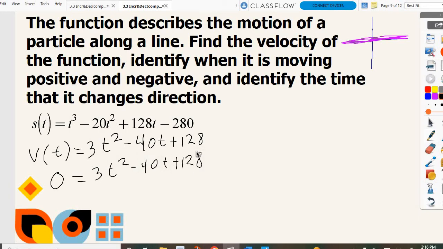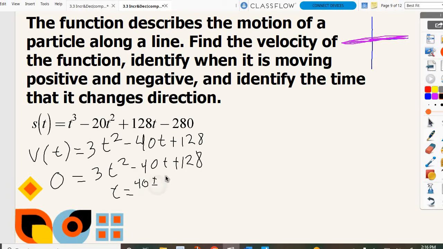We have a quadratic. So how do we solve that? You could try to factor it by grouping. However, if I do 3 times 128, I'm going to get a rather big number, and then I'm looking for factors that add to negative 40. So in this case, even though it factors, it's probably going to be easier to just go ahead and use our quadratic formula.